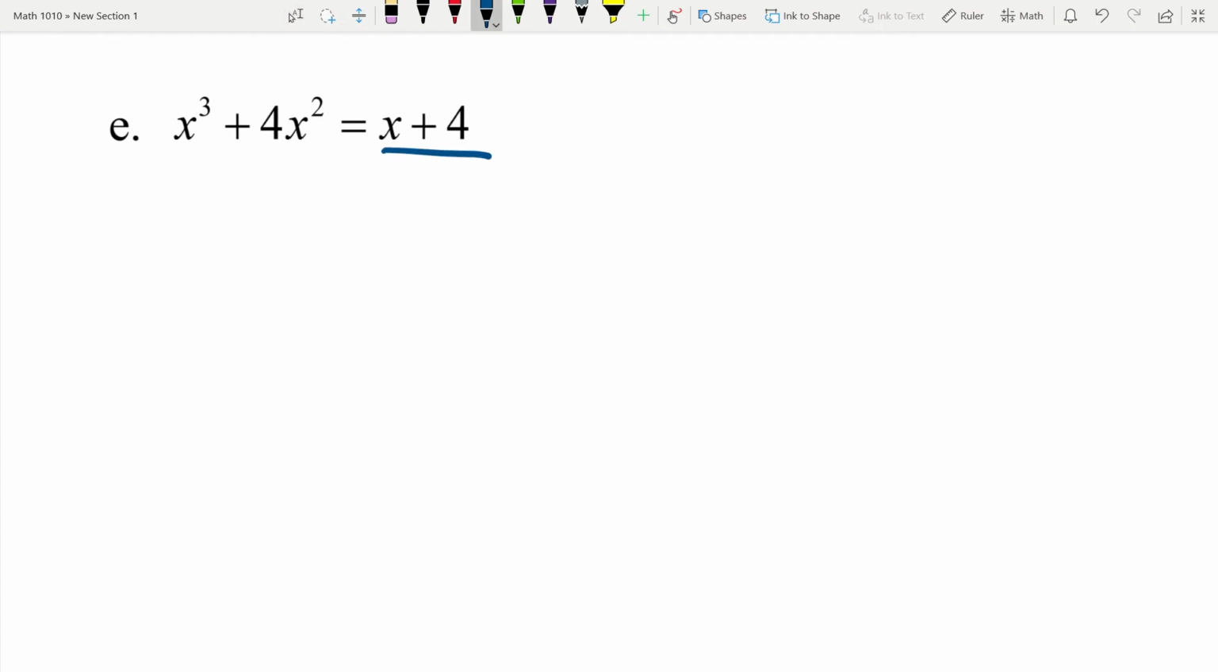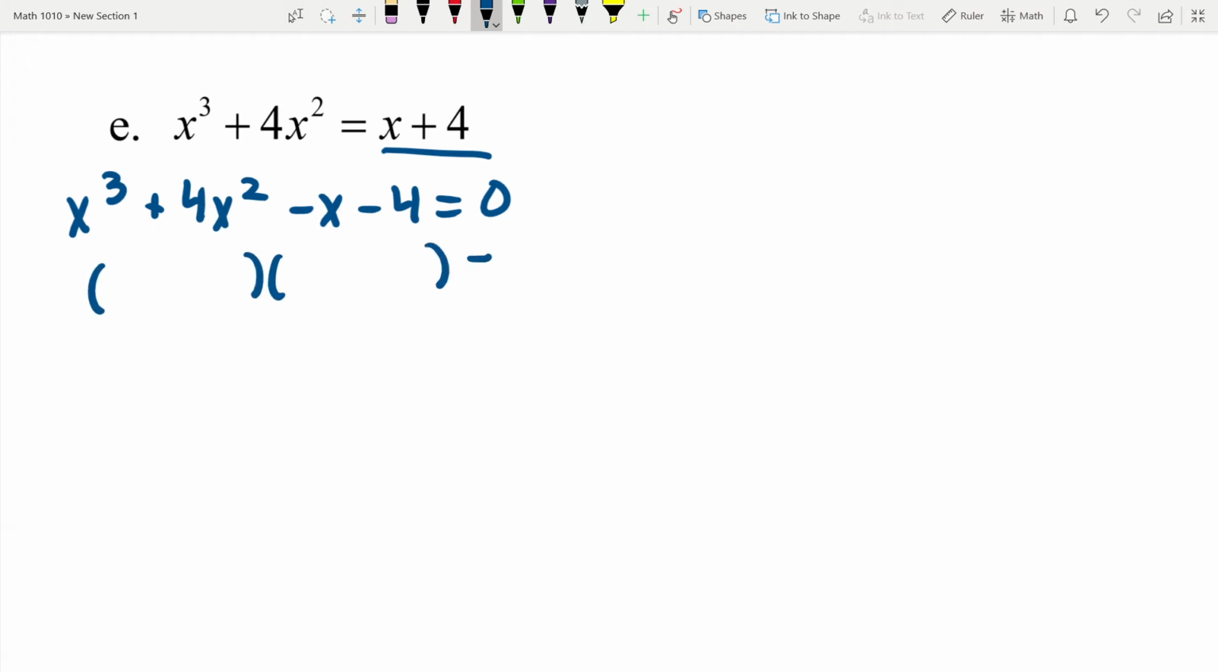Okay, bring those over to the left. So you have x to the third plus 4x to the second minus x minus 4 equals 0. So I look at this guy and I'm like, this is kind of weird. What makes this weird? You have 4 terms, right? And it's a cubed, right? So here's how you do it. It's really so simple. Look right here.